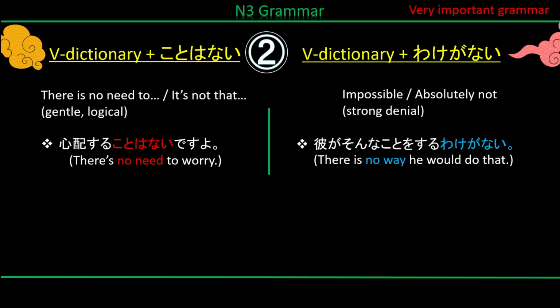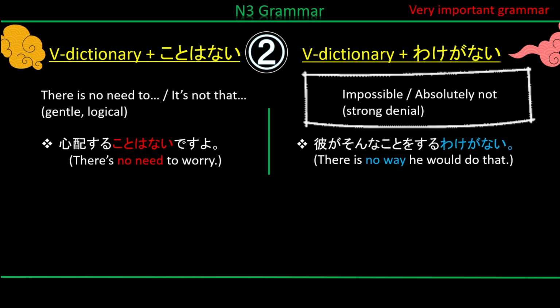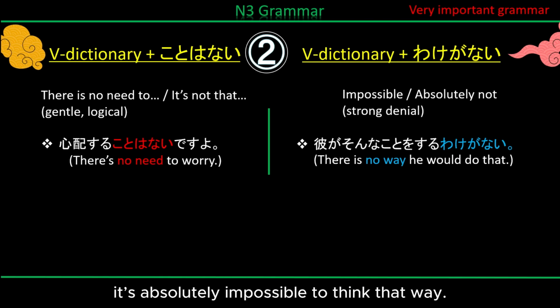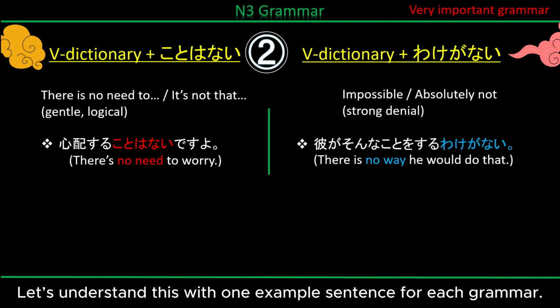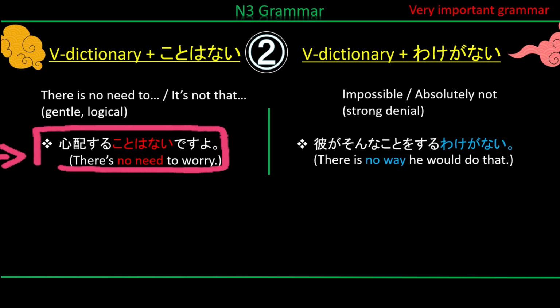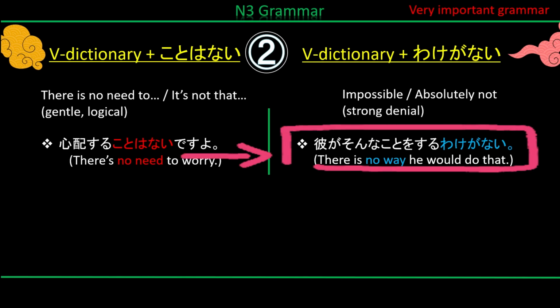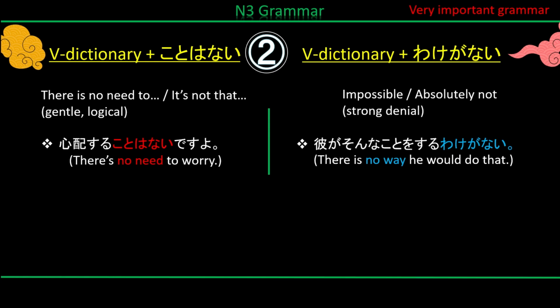While on the other hand, wake ga nai expresses a strong denial. So it means something like there is no way that could happen or it's absolutely impossible to think that way. So let's understand this with one example sentence for each grammar. So first, shinpai suru koto wa nai desu yo. So this means there is no need to worry. Now for wake ga nai, kare wa sonna koto o suru wake ga nai. So this means there is no way he would do such a thing.